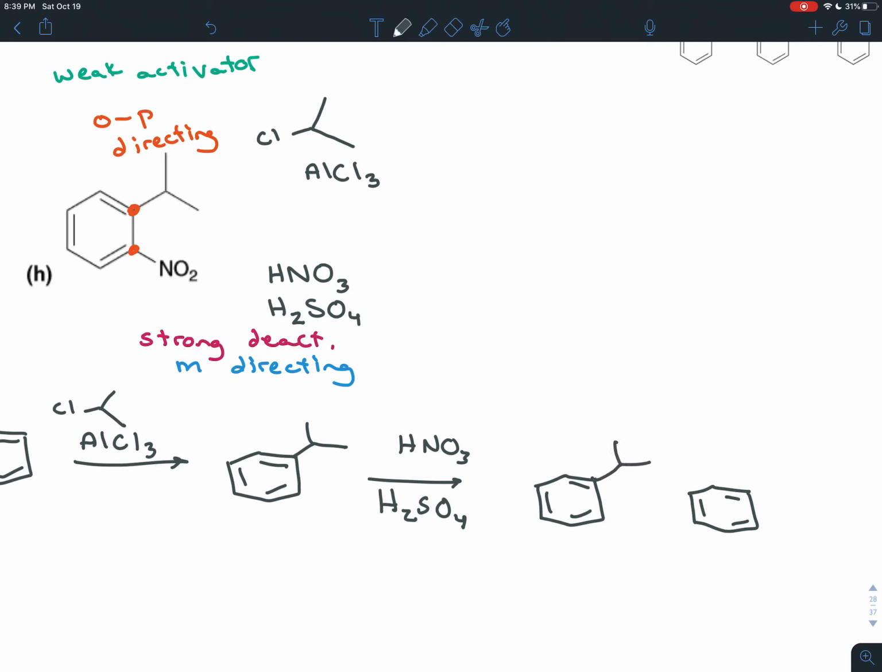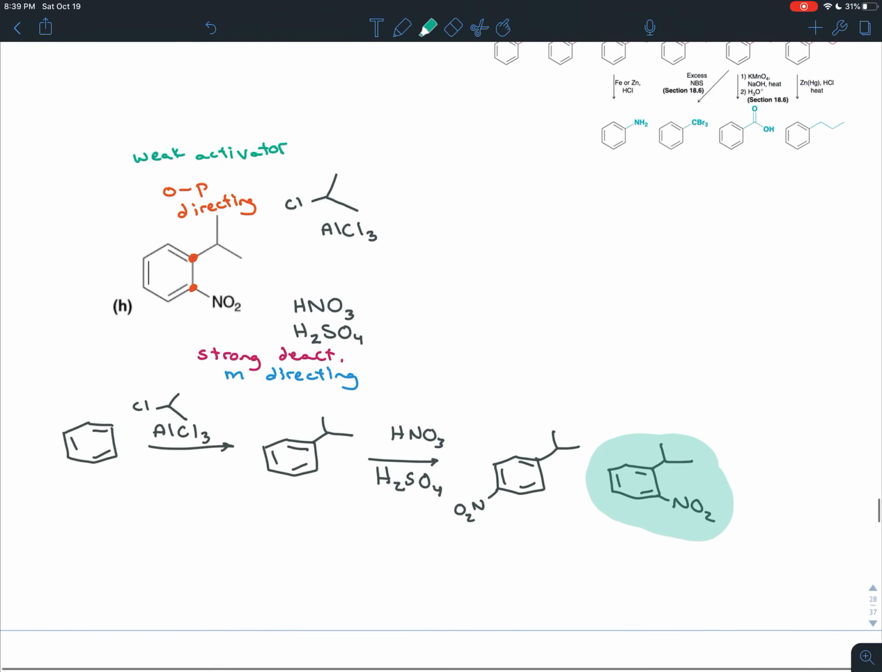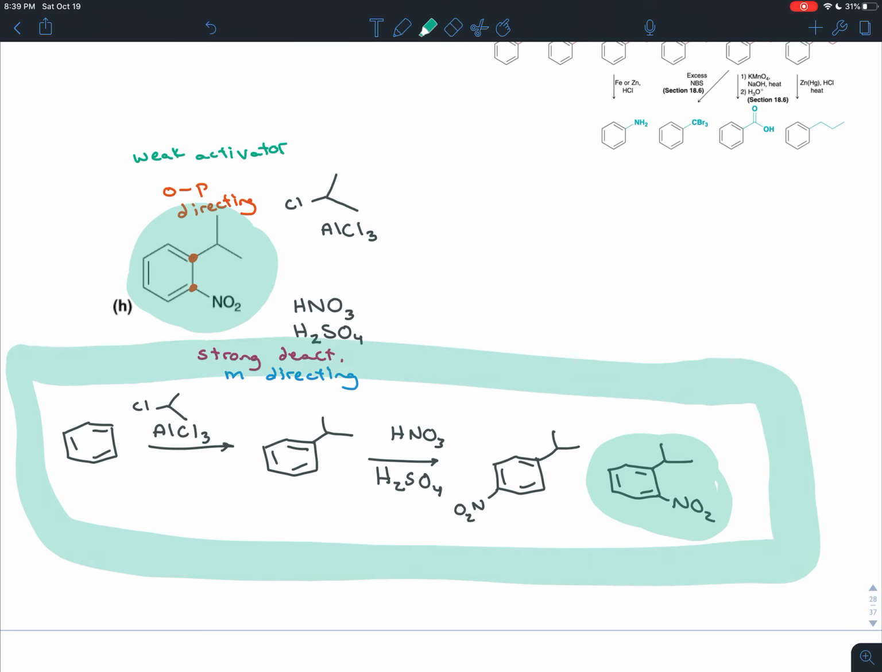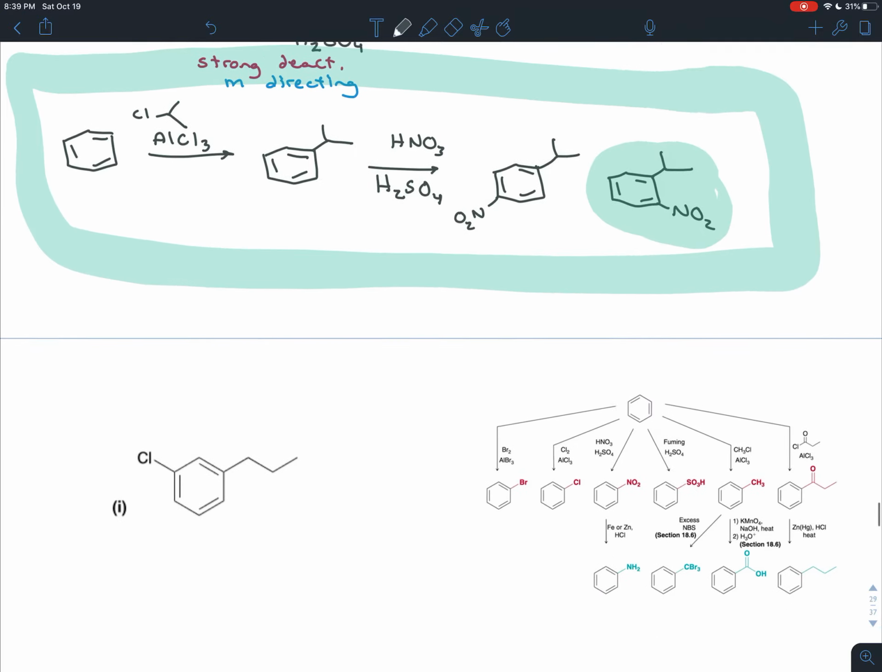So we have this isopropyl benzene, and if you do the nitration, you end up putting the nitro group on the ring. You can put it on the ortho position, and also on the para position, because this branch is an ortho-para-director. So the ortho position is the one we want, and so we made the molecule we want. We would just have to separate it from the para product using chromatography or distillation. And so that's a correct order that gives you that product.